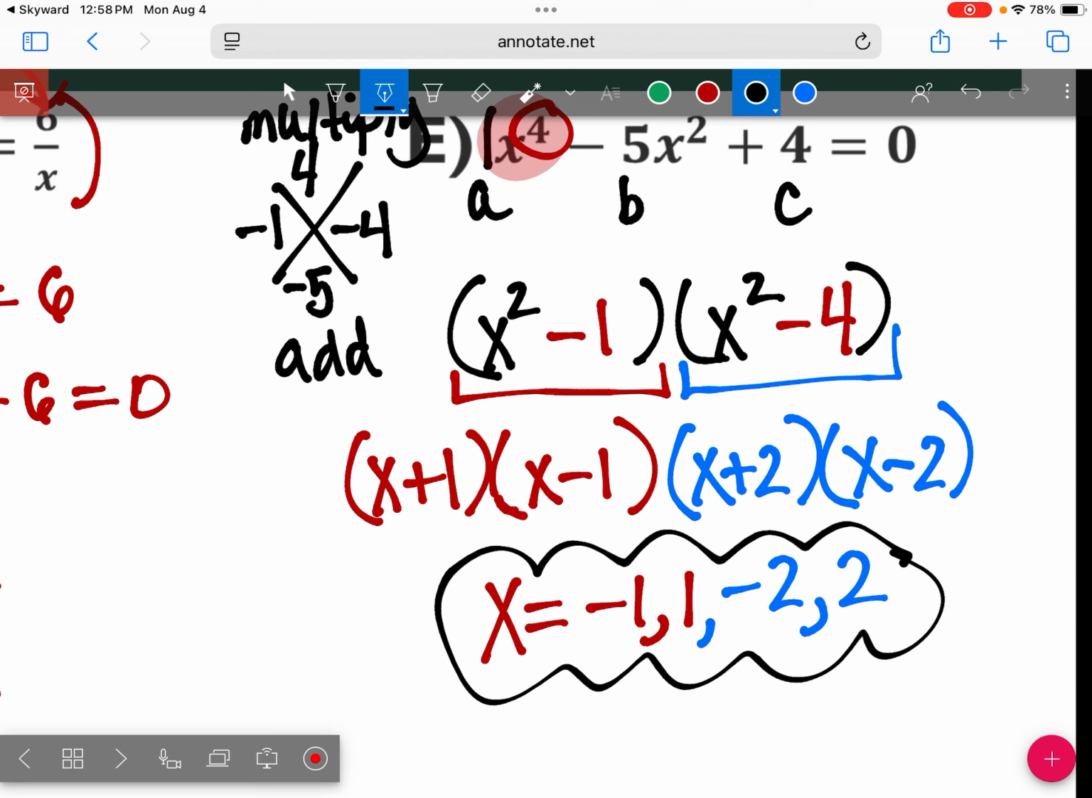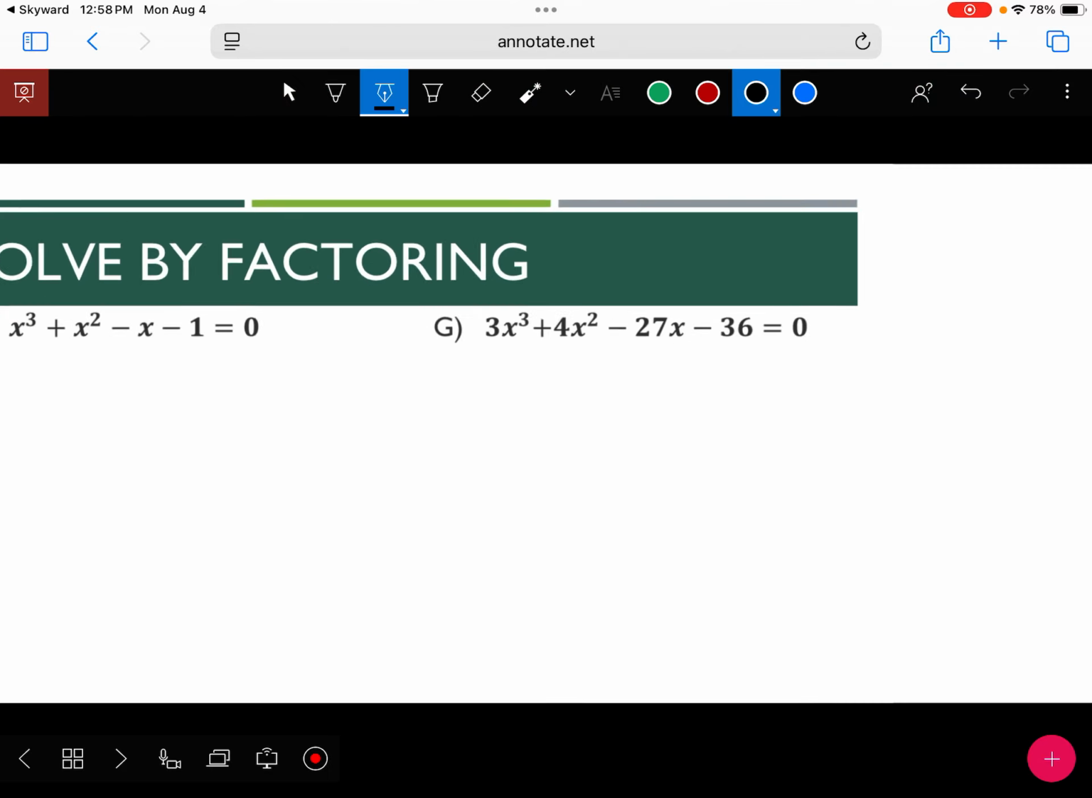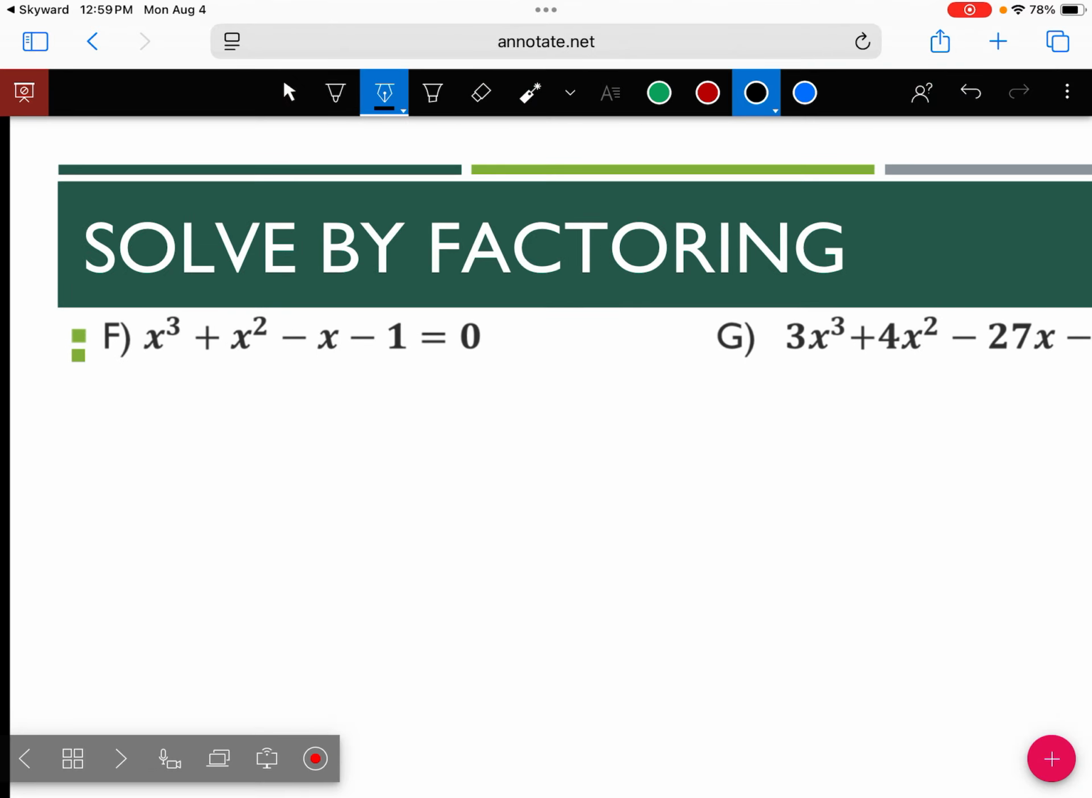All right, last 2 factoring questions. Now we're going to talk about 4 terms. If you have 4 terms, I'll give you a minute to copy this down. That's where you're going to use the grouping method.